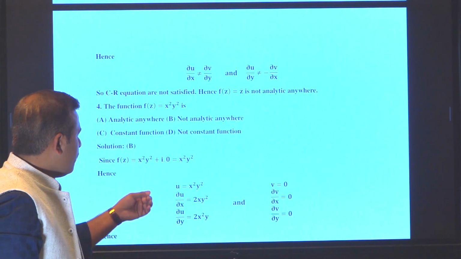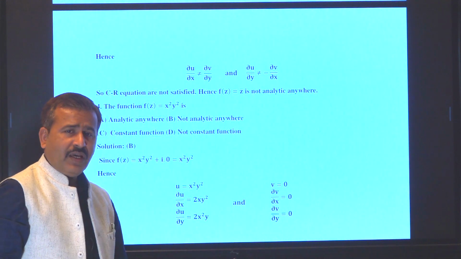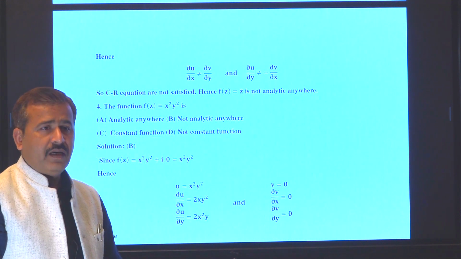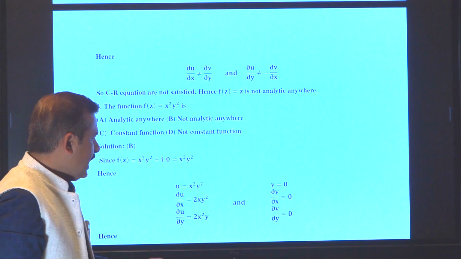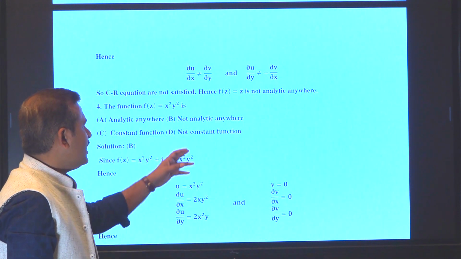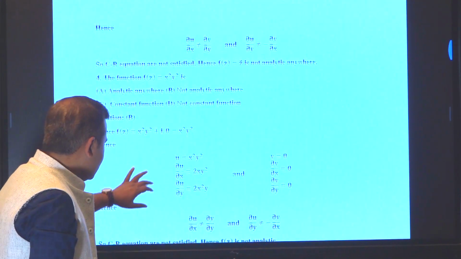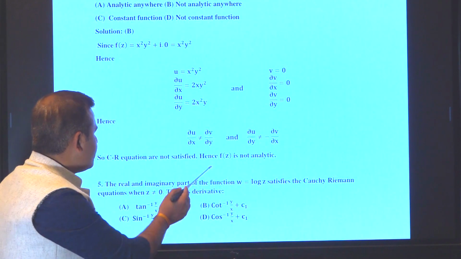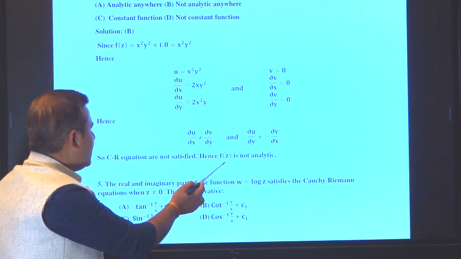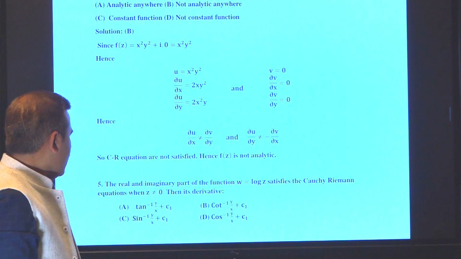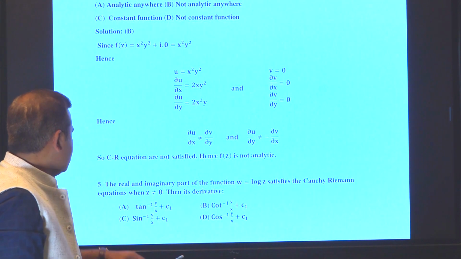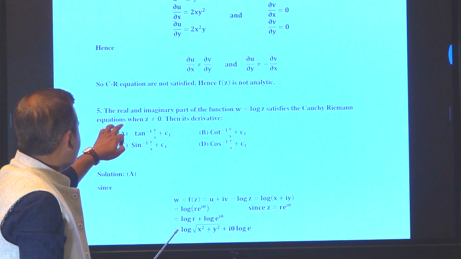So what we will do here, by the same way, just we check the CR equations of the necessary part, and if it is not satisfied, that means it is not analytic anywhere. So see here the same result, not satisfied, that's why it is not analytic. Now come to the problem number 5.